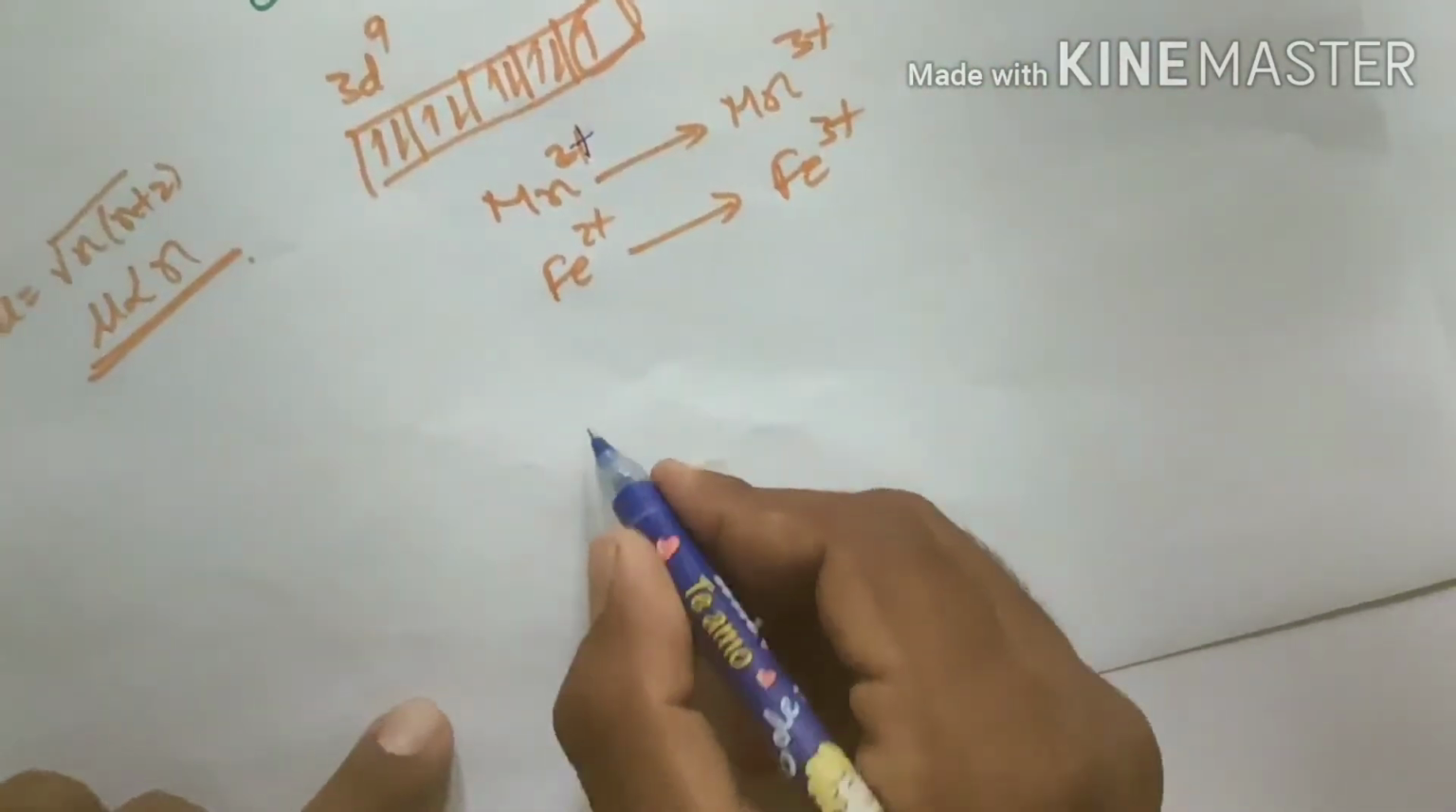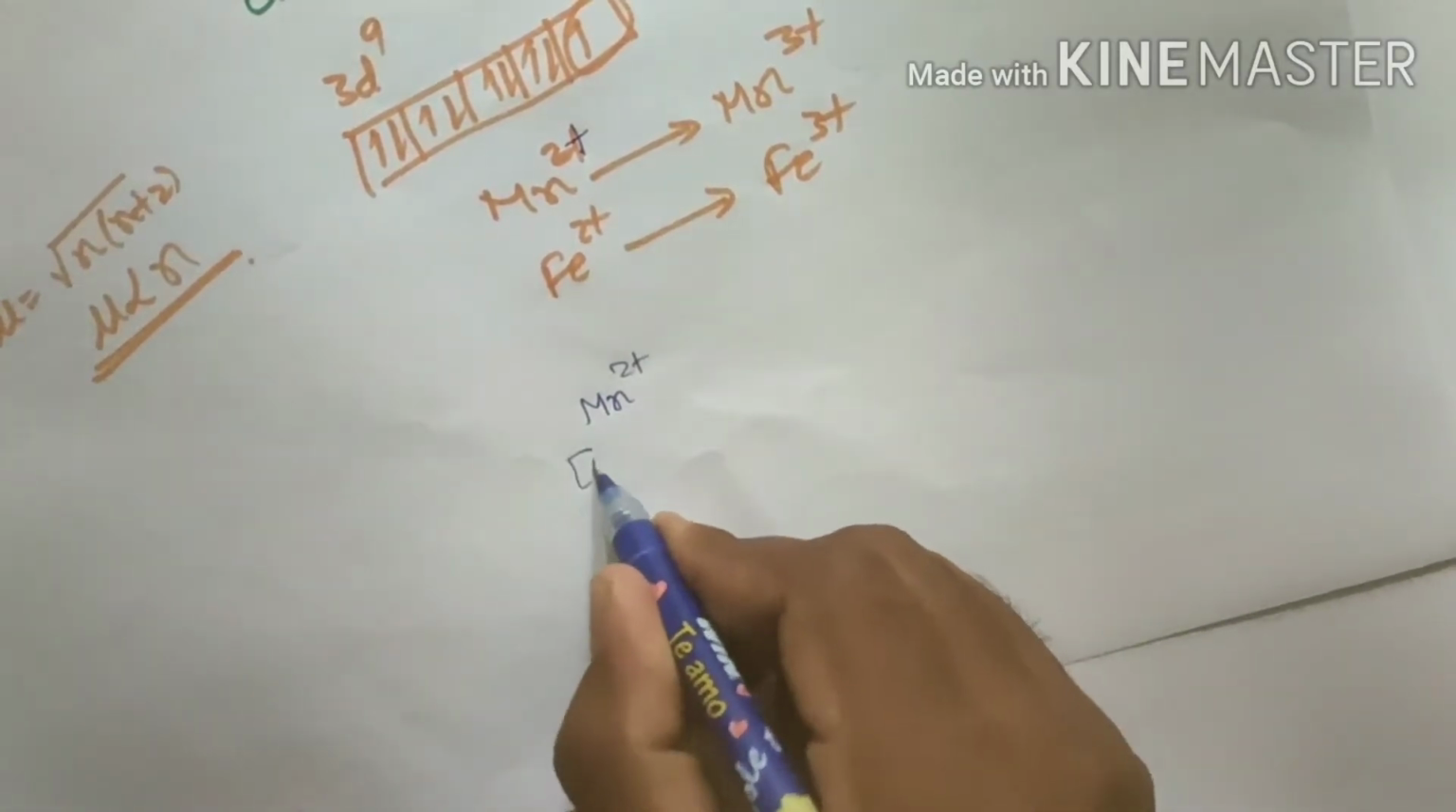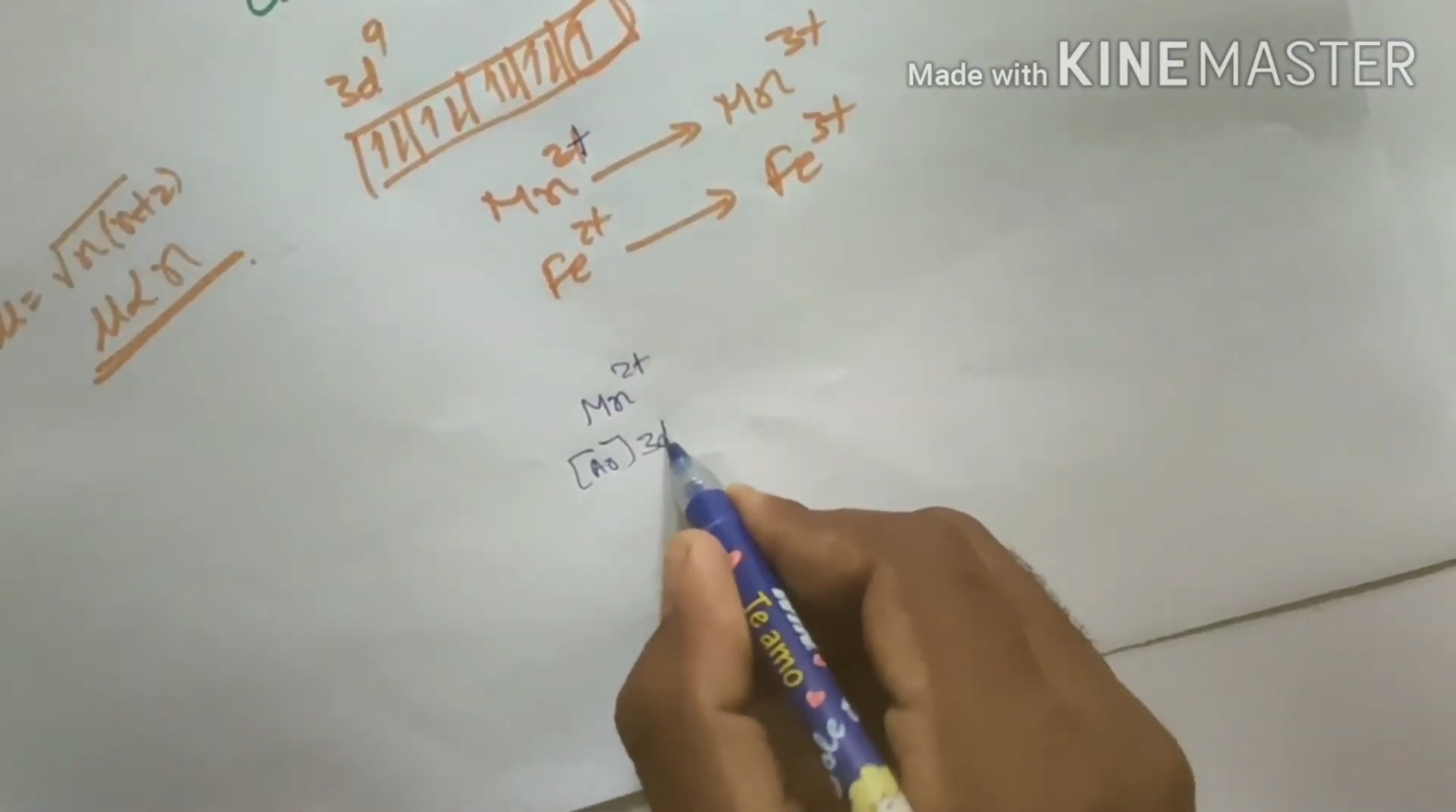What is the electronic configuration of Mn2+? You will write here Mn2+. Yes, right. Mn2+ electron configuration is argon 3d5.